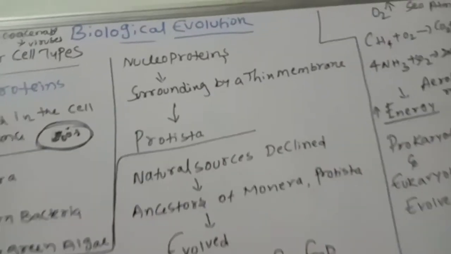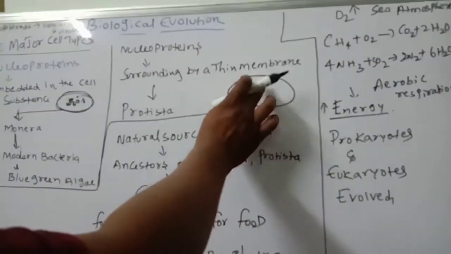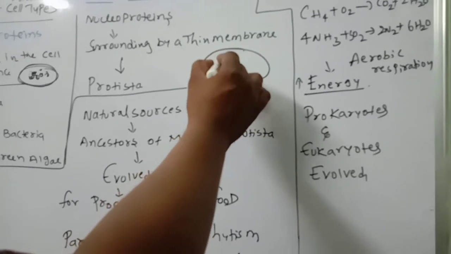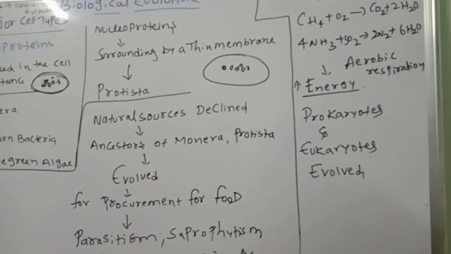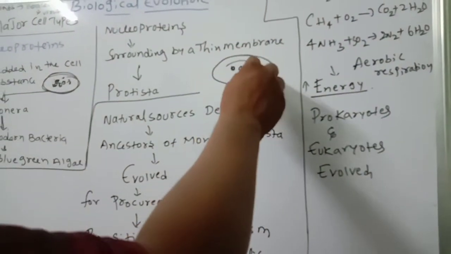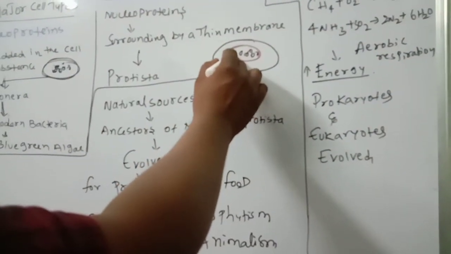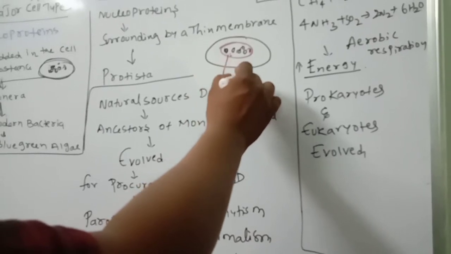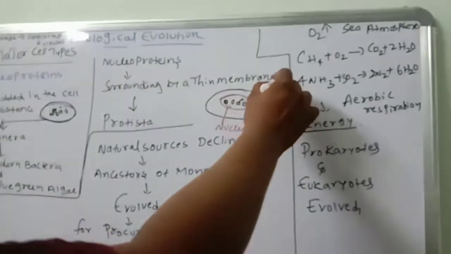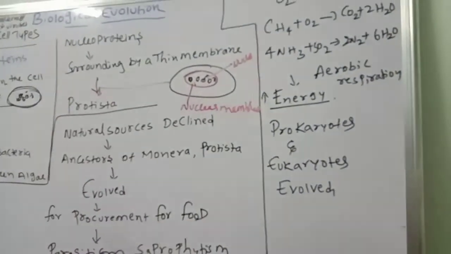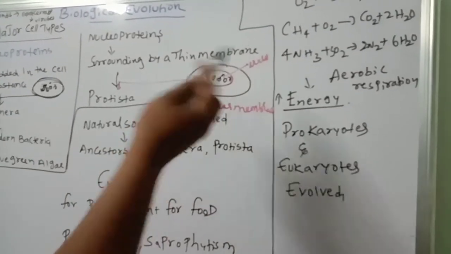Later, in some cases, the cell had nucleoproteins surrounded by a thin membrane. That time, in those particular days, you know very well this thin membrane is the nuclear membrane, and this is the nucleus. So this particular category comes under which one? Protista.